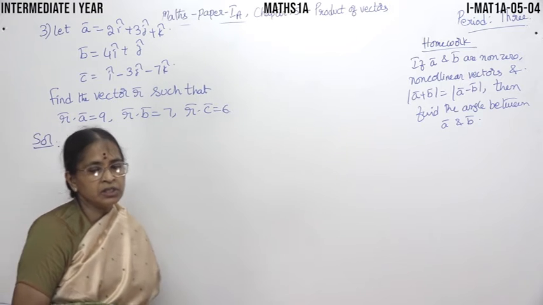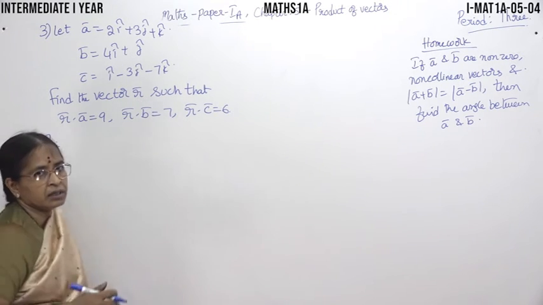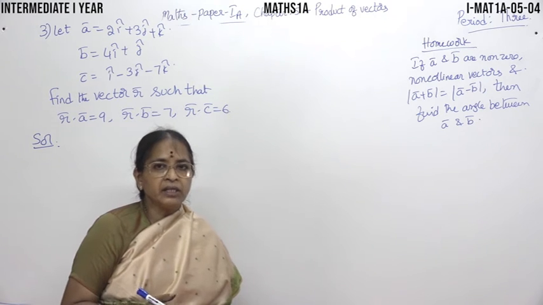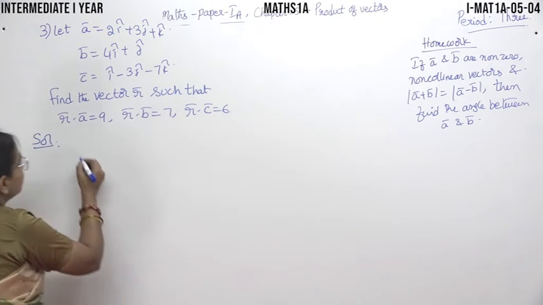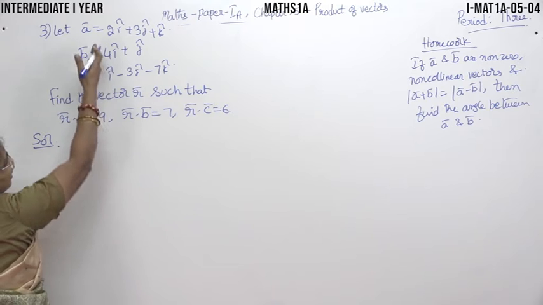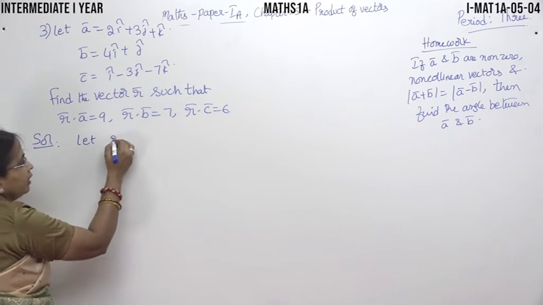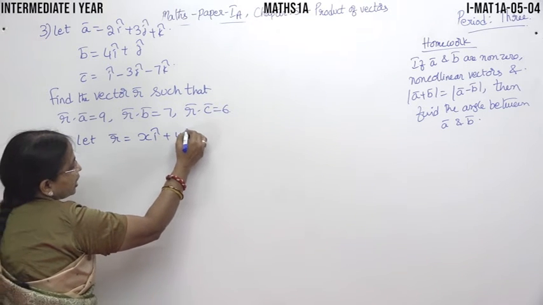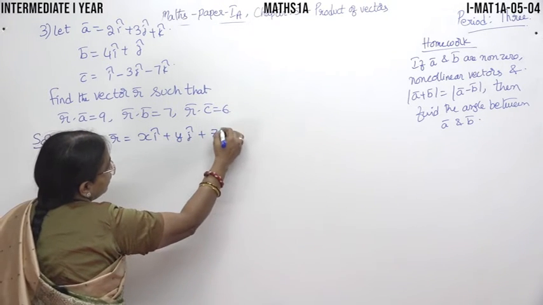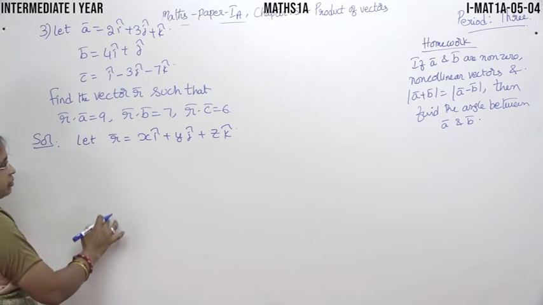So how to do such problems? Generally when we have to find some vector R, the variable vector R, we take that vector as xi plus yj plus zk. So we'll write all the given vectors A, B, C, and then we'll write let R is equal to xi plus yj plus zk. Now A, B, C vectors you will write.